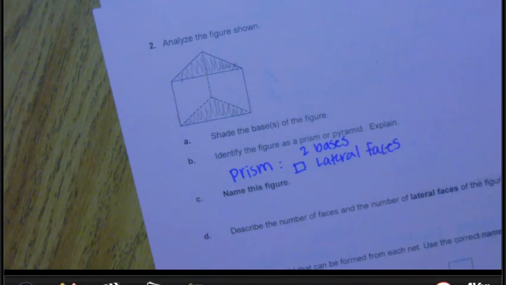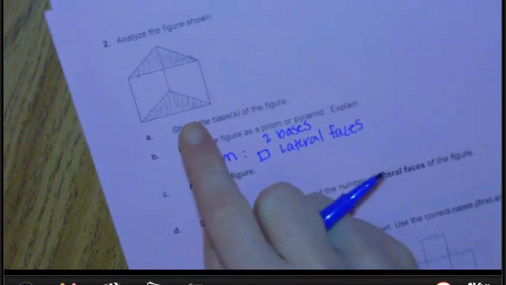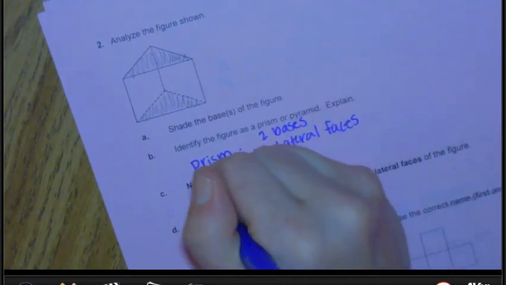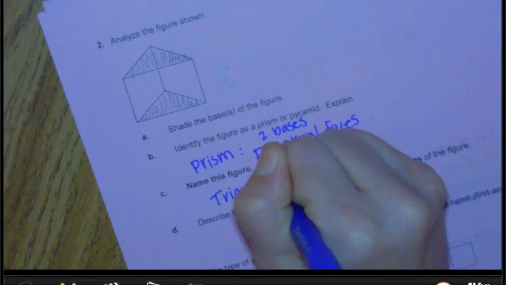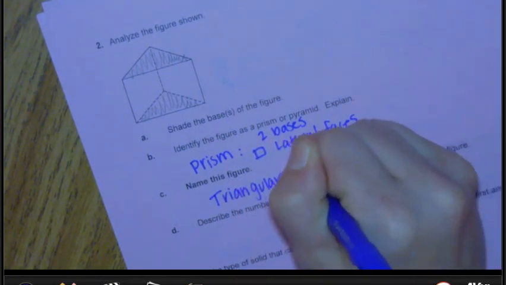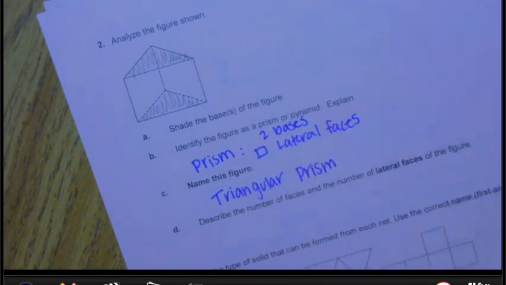So I need to name this figure. I'm going to start with the name of my base, and that is a triangle. So I'm going to have a triangular, and it's a prism. Triangular prism.